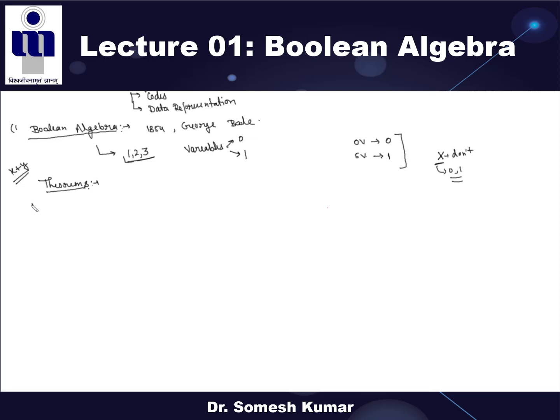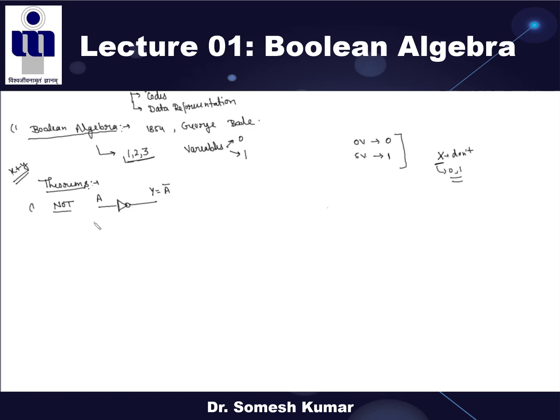So first, you all know about the NOT gate, right? This is the symbol for the NOT gate. NOT gate means if the input is A, what is the output? Output is A bar, right? Clear? This is the simple NOT gate.